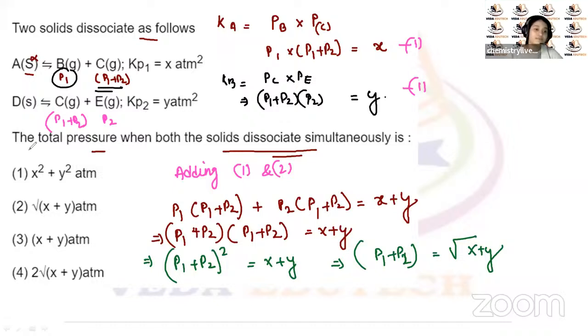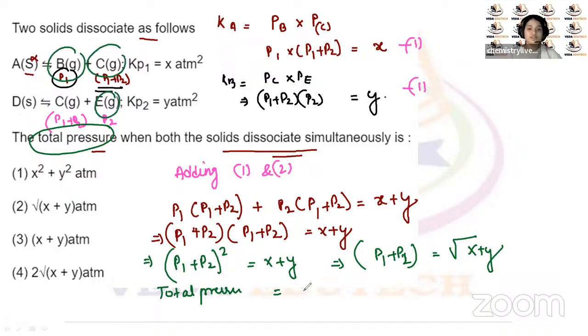Now, is this the end of the question? No. What is being asked to us? When both the solids dissociate, the total pressure is asked. So total pressure will not include PA, because A is solid. So all the gaseous ones: PB, PC, PE. The total pressure will be PB plus PC plus PE. PB we have taken as P1, PC we have taken as P1 plus P2, and PE we have taken as P2.